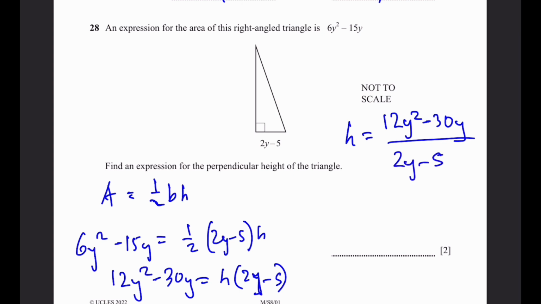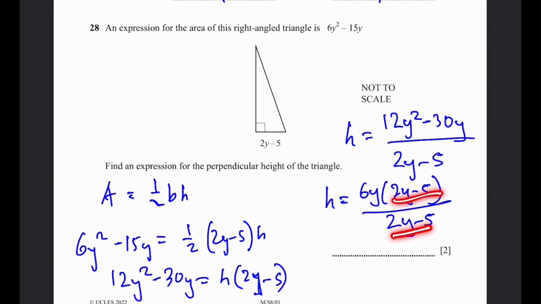And now what we can do is factorize this using 6y. So we can bring 6y out in brackets and put the rest in. That'll be 6y times (2y minus 5) if we did it correctly. And then divide that by (2y minus 5). We can see we have the same thing in numerator and denominator, so we can cancel that out, leaving us with h equals 6y. That's our answer.